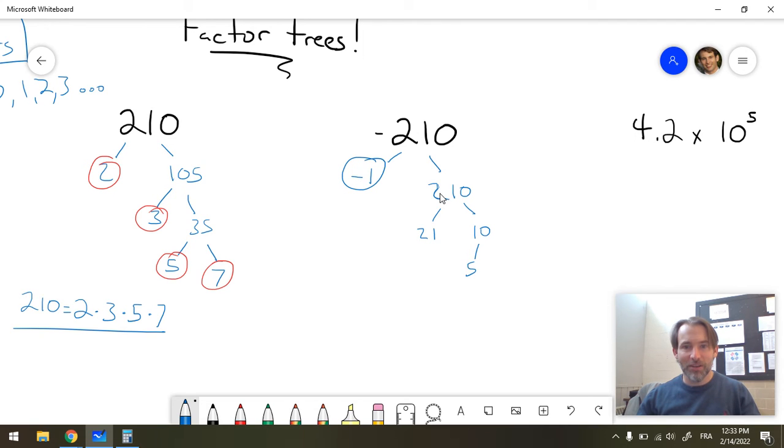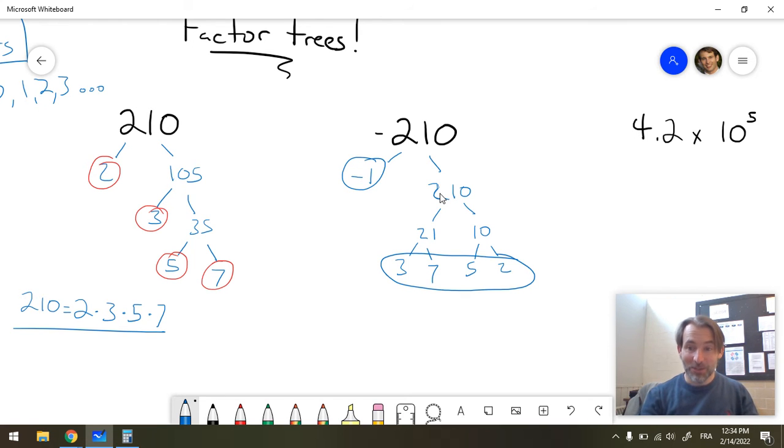10 is 5 and 2. Those multiply to 10. 21 is 3 and 7. Notice it's the same: 3, 7, 5, 2. They just came out in a different order. So that is also the prime factorization of 210.